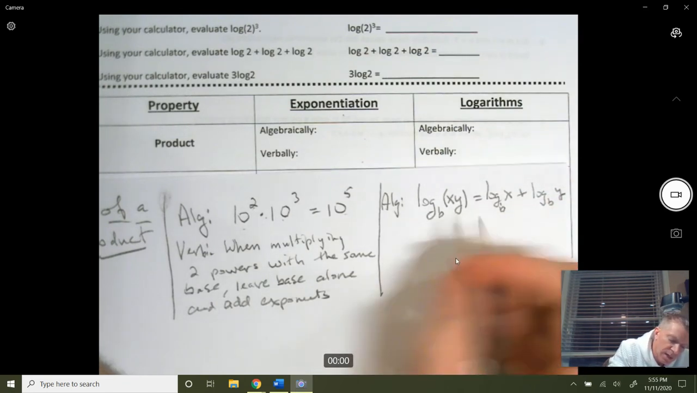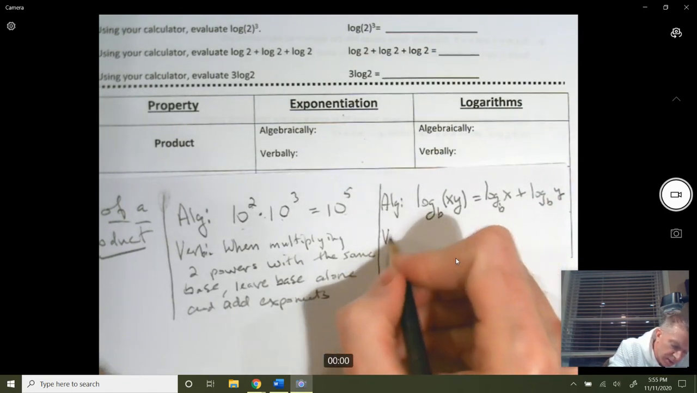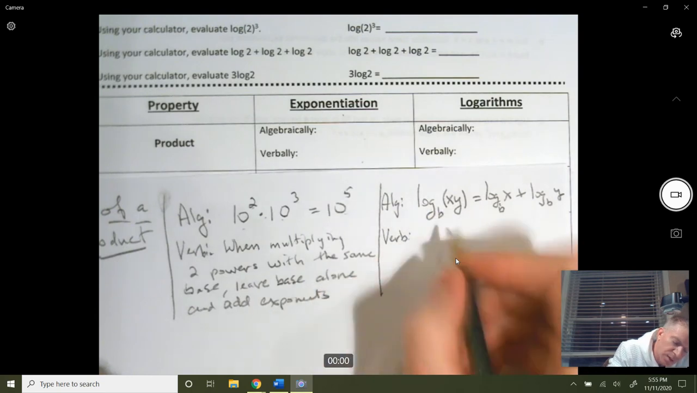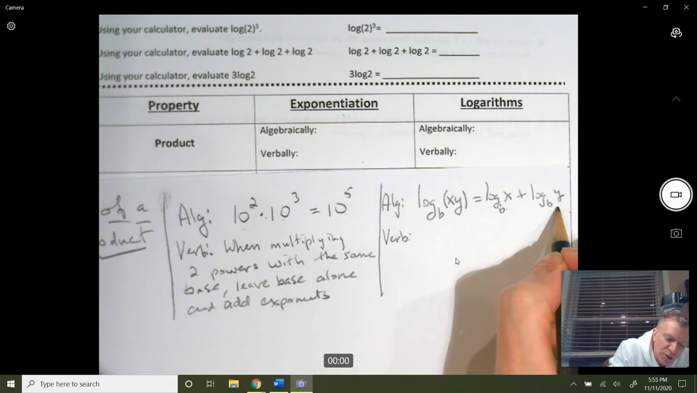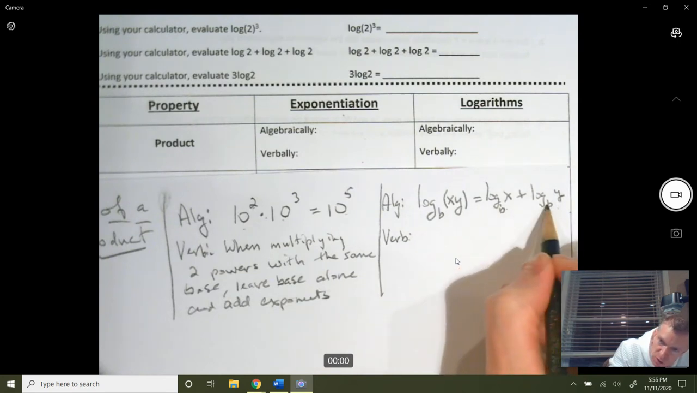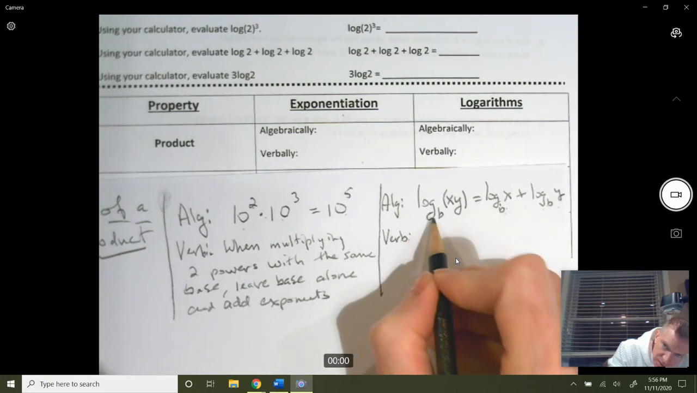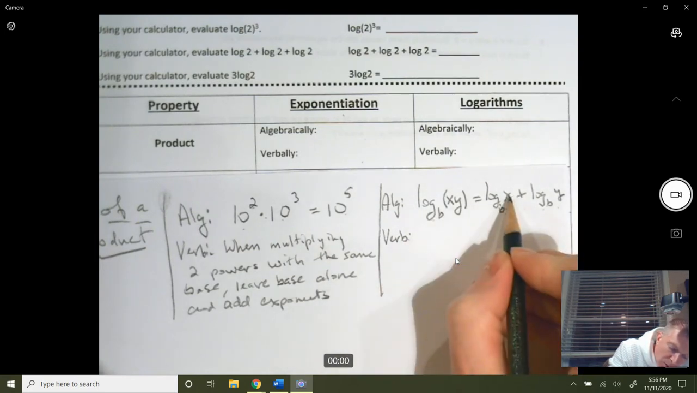And if we want to say that verbally, I'm going to start with this side. I'm going to say when you add two logs with the same base, you can combine them into a single log where you multiply their two arguments together.